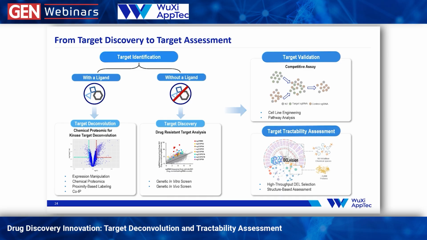To end, I want to go through the big picture of our platform. We do target identification, target validation, and also target tractability assessment. For the tractability assessment, we mainly focus on analyzing the tractability of potential compounds in a high-throughput way. For target identification, we do target discovery if there's no ligand available. We can also do target deconvolution if we already have a ligand coming from a successful phenotypic screening. And of course, we have a flexible target validation assay package to support downstream validation experiments.